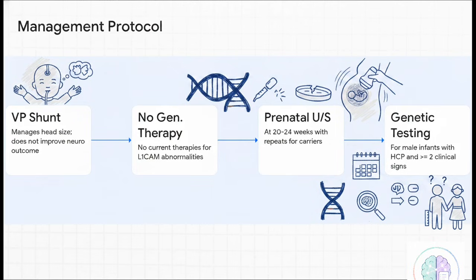Step 2 is simply acknowledging that right now, no genetic therapies exist for L1 CAM protein abnormalities. Step 3 shifts to prevention and planning, meaning early prenatal ultrasounds around 20 to 24 weeks with frequent repeats for known carrier mothers. And finally, Step 4. Male infants who present with hydrocephalus plus at least 2 of the clinical or radiographic signs we talked about absolutely need genetic testing for the L1 CAM mutation to help with future pregnancy counseling.